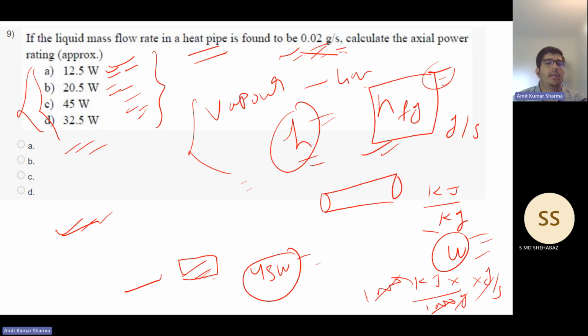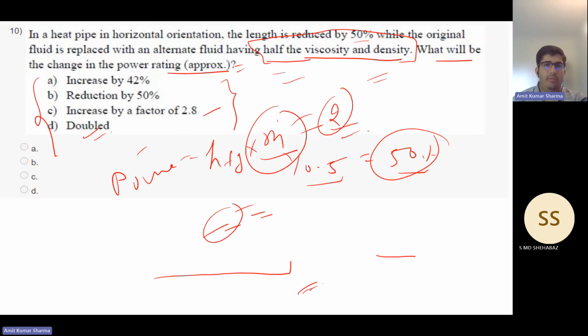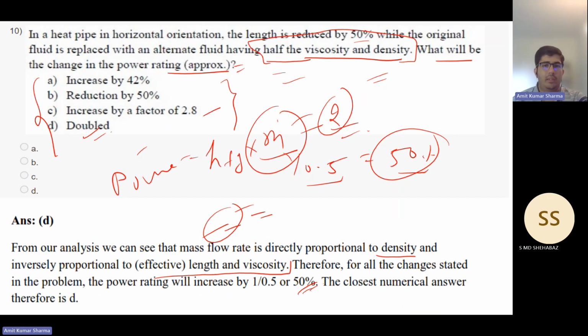If the liquid mass flow rate in the heat pipe is given, we have to calculate the axial power rating, and we have to multiply the enthalpy with the flow rate. If we are reducing it, we know that it is proportional to density and inversely proportional to length and viscosity. In that way, after the calculation, it will come to 50%, so it will be double.